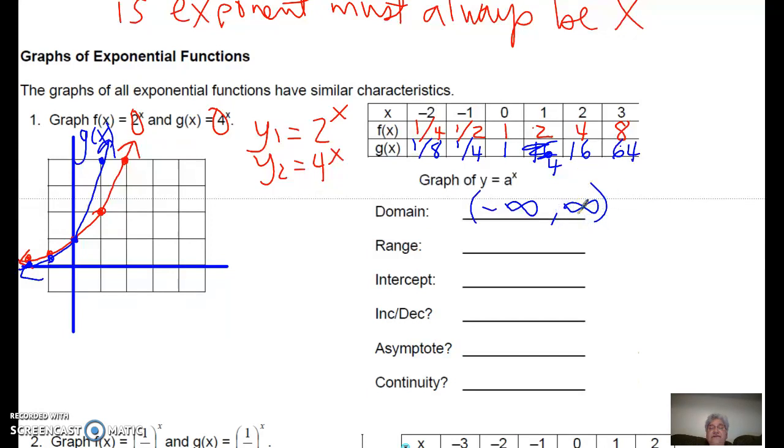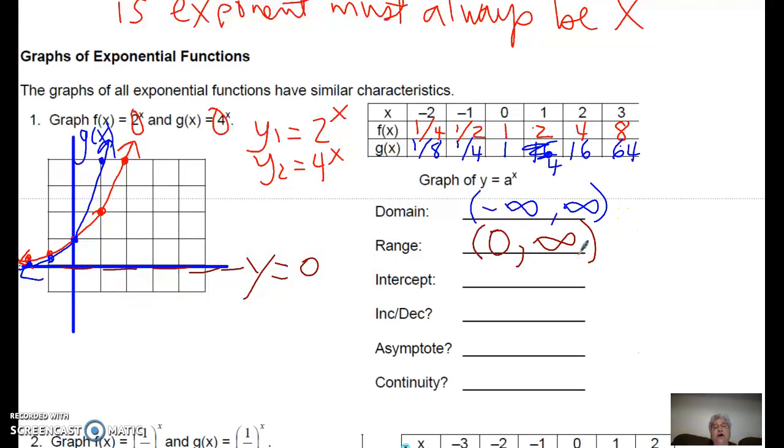Now, our range is very important here. If you look very carefully, you can see that we have an asymptote here at y equals 0. Neither f of x nor g of x is going to go below y equals 0. So if we're talking about our range, we're going to have a parenthesis because it's never going to touch that asymptote. Our lowest y value is greater than 0 and goes to +infinity.